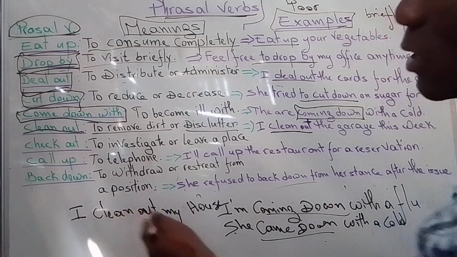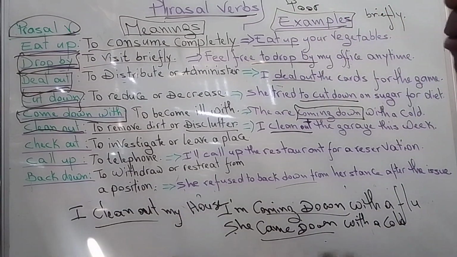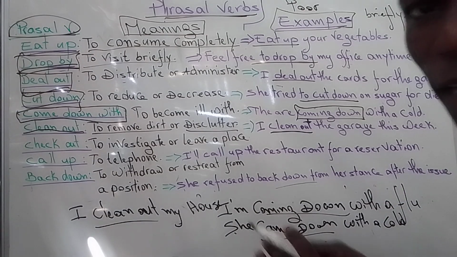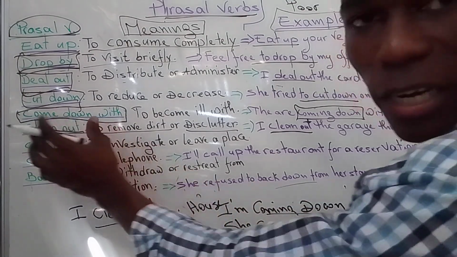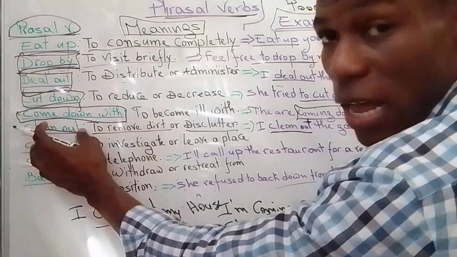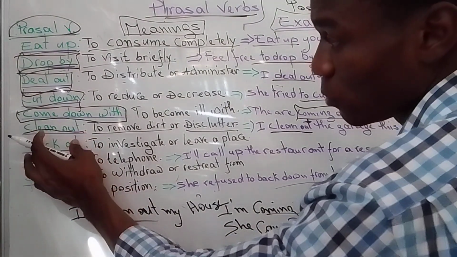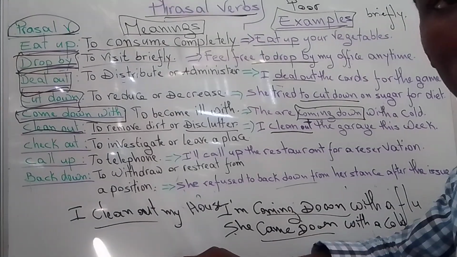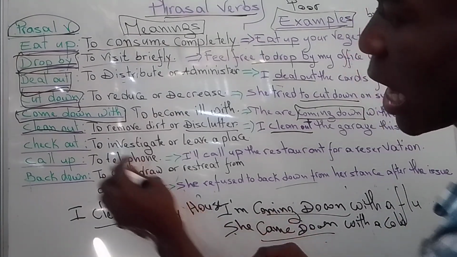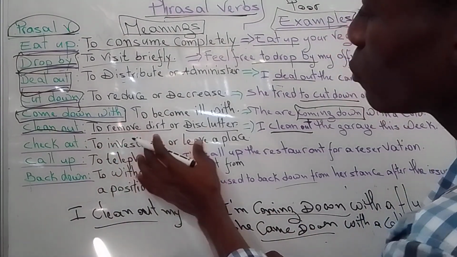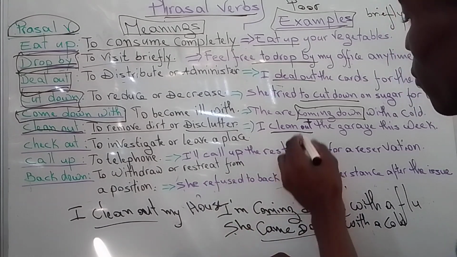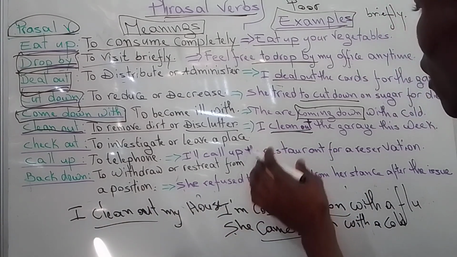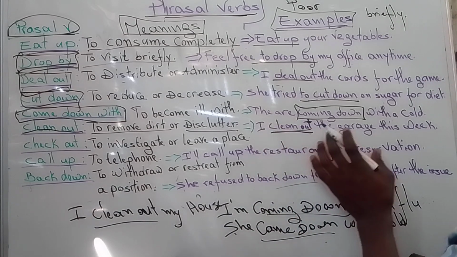I clean out my house. I clean out the garage this week. It is really important, guys. Clean out. This is the phrasal verb: clean out. It means to remove dirt or clutter. That's what it means. I clean out my house. I clean out the garage this week.